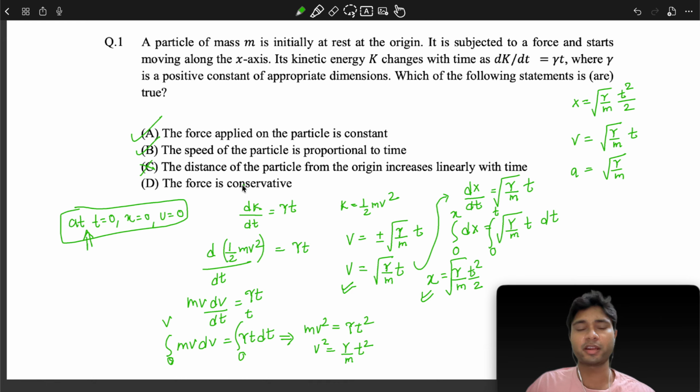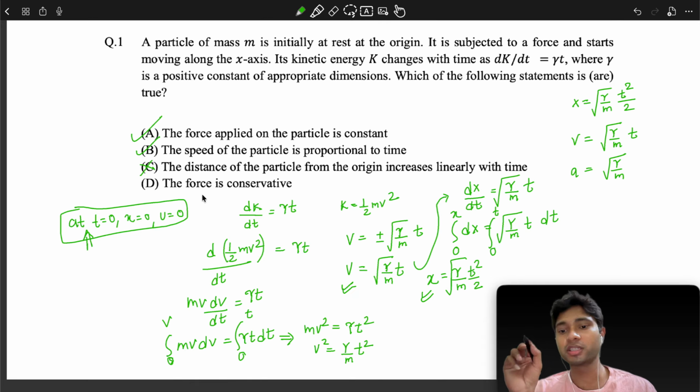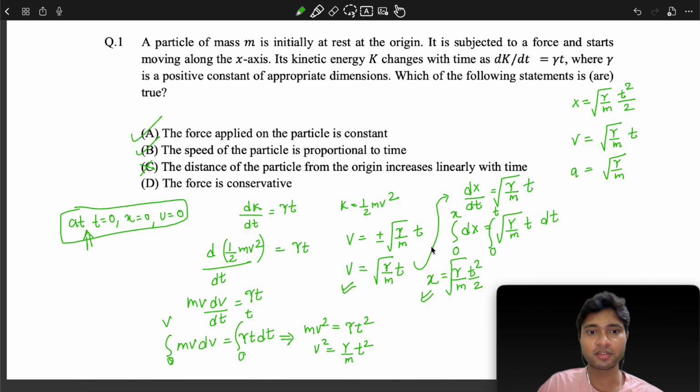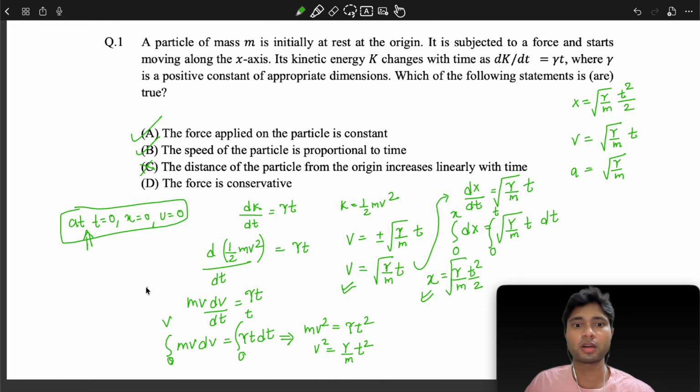The force is conservative. What do we mean by force is conservative? The definition of a conservative force is that potential energy should be dependent on the position. It should not be dependent on the path. So in this case, acceleration is constant, force is constant, so a constant force is always conservative. But we can also derive it. So force is constant. How can we say that the force is conservative or not?